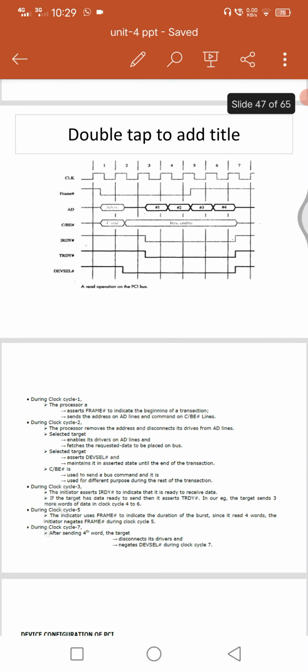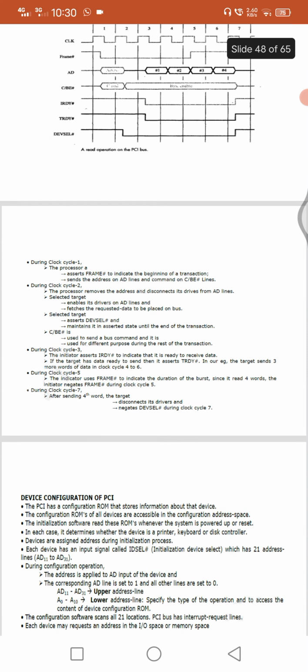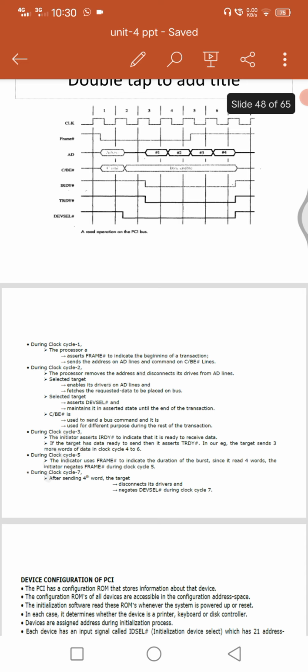So from 3 to 7, more words are going to be transferred. In the first phase we initiate, in the second phase we enable the address lines, and in the third phase we start transferring the data. Up to the seventh cycle we perform all these transactions.